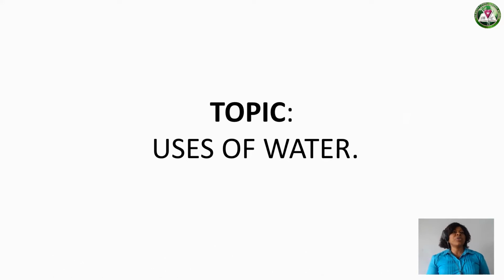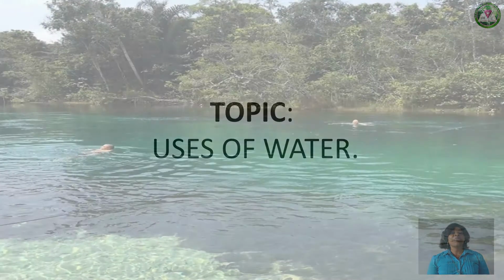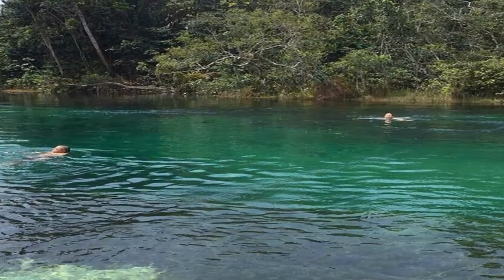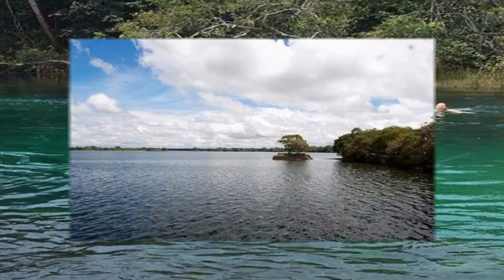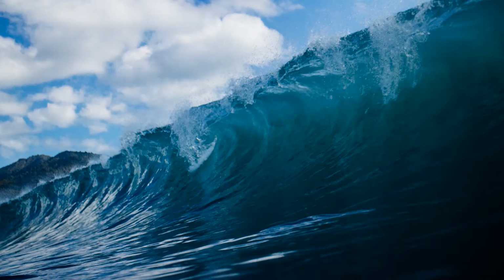And our topic for today is uses of water. Before we go on to the uses of water, on our last topic on Agric Science, our topic was water. The explanation of water says water is a liquid found in rivers, lakes, oceans, and sea.